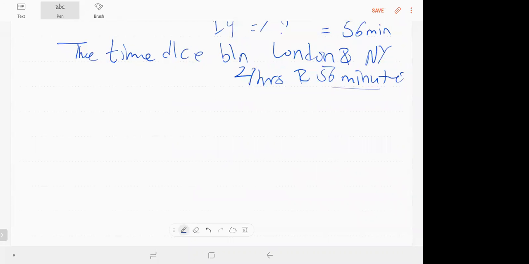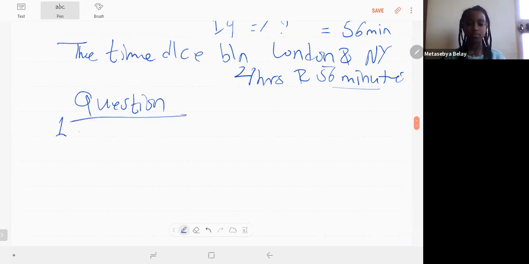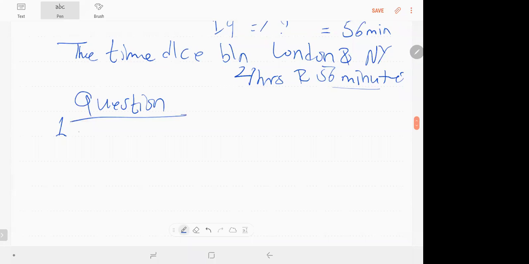Any question before giving you one question? No? Okay, do this question. Assume a place that is named X. The longitudinal location of X is at 15 degrees west. And there is another place named Y, and that is located at 45 degrees east.